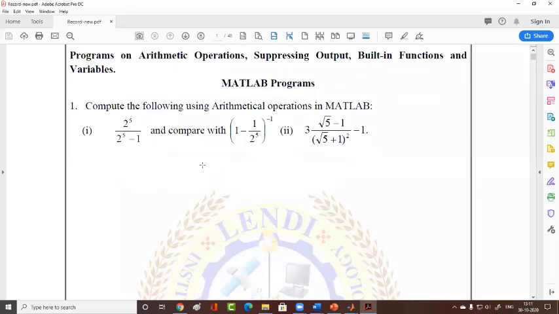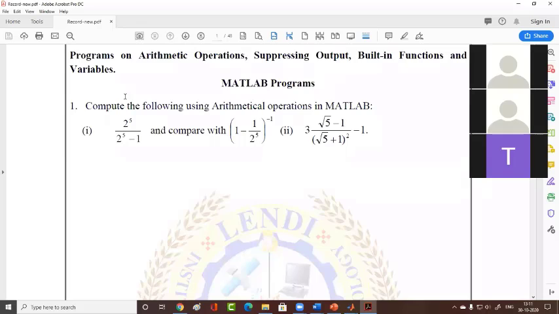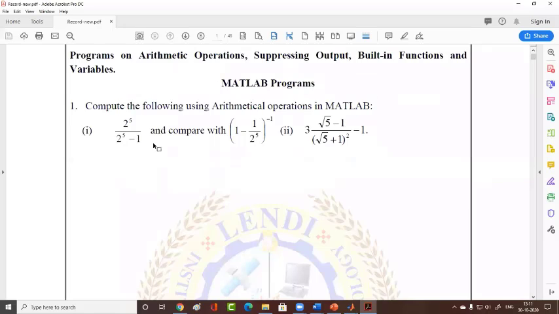You should write all these things in one observation book. You should maintain a separate observation book for MATLAB programming. So in the first exercise, the first question is this one. Compute the following using arithmetical operations. This is already completed. Using exponential function.